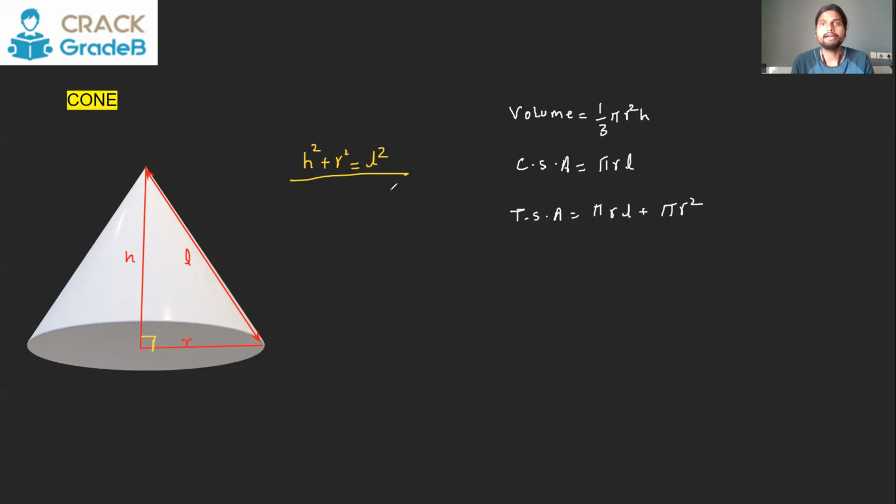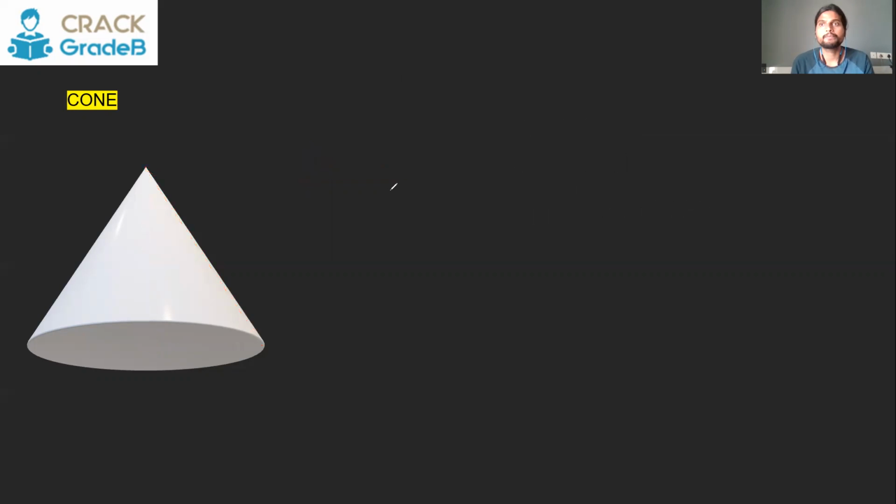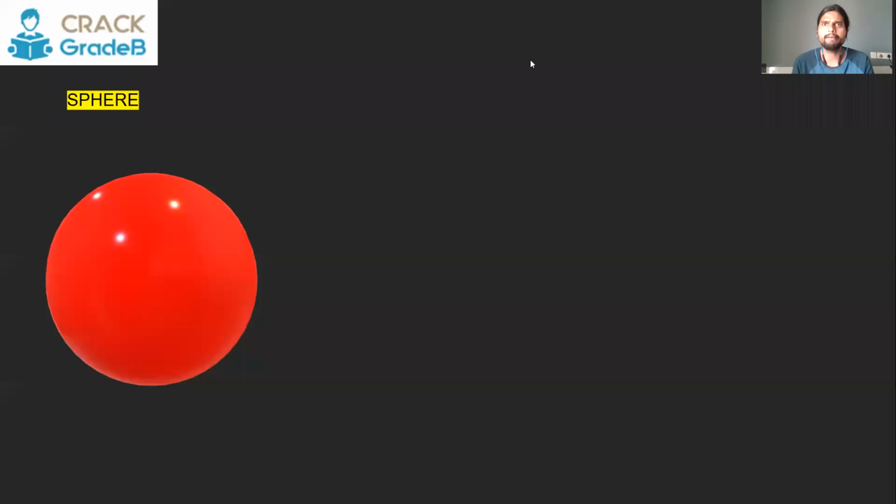And lastly, we have two more figures left. One is sphere. Now sphere is very easy because it has only one parameter to measure, that's its radius. So you know sphere is like a ball. From the center of the ball to the wall of the ball, whatever the distance is, that is called the radius. So if the radius is r, the volume of sphere is given as 4 by 3 pi r cube. And it has only one surface area, that is its curved surface area. That can also be the total surface area because everything is curved. And that area is given as 4 pi r square.